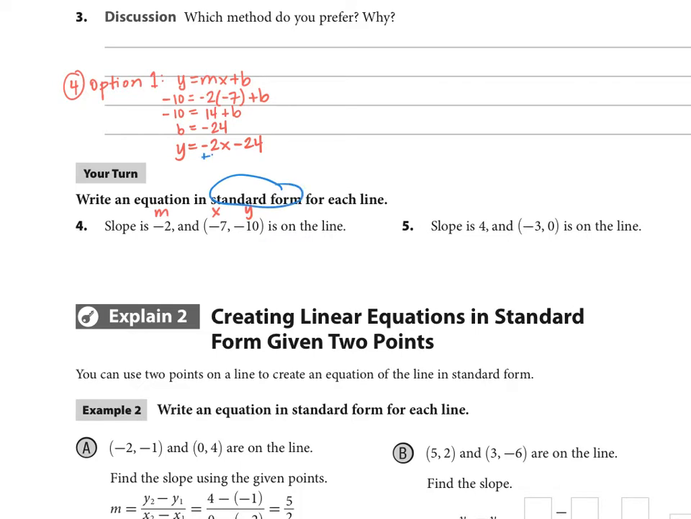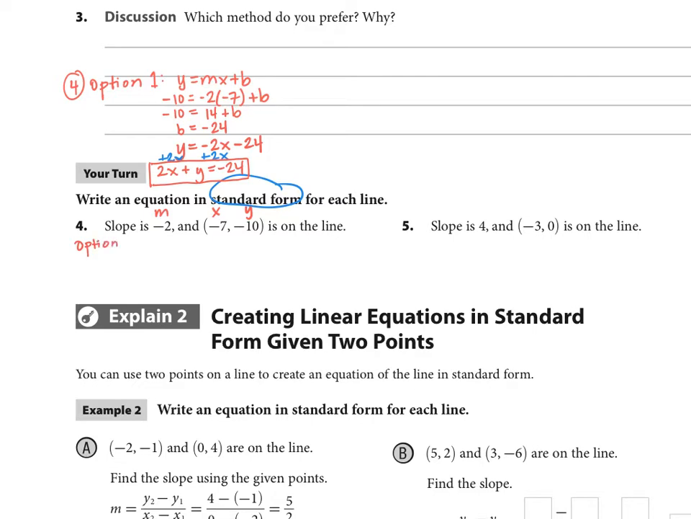And that means we're going to add 2x to both sides and then get 2x plus y equals -24. And so this is our standard form of the equation. Okay, 2x plus y equals -24. Now here's option 2.